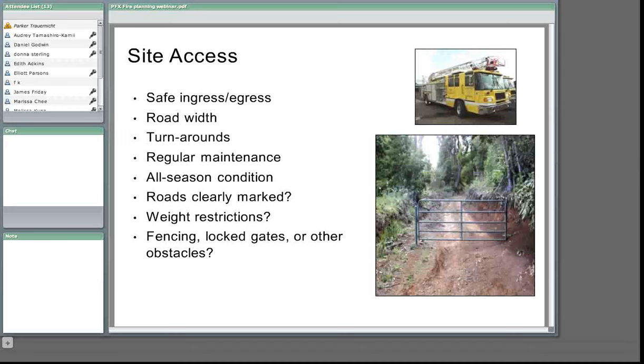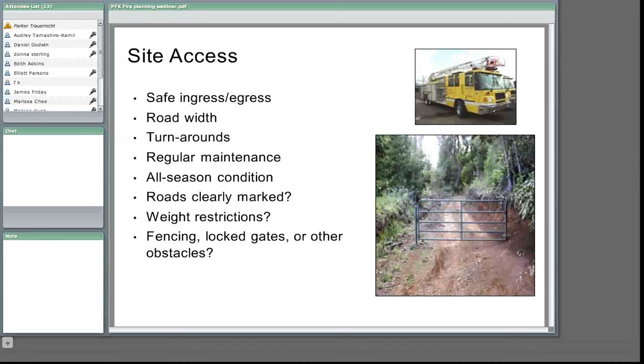And so keeping things in mind like road width and turnarounds. And again, in the guide, we actually have a diagram showing the required turnarounds for fire vehicles. You can indicate on your plans how well maintained roads are, if it's four-wheel drive access only, if there are seasonal issues with when they get wet.